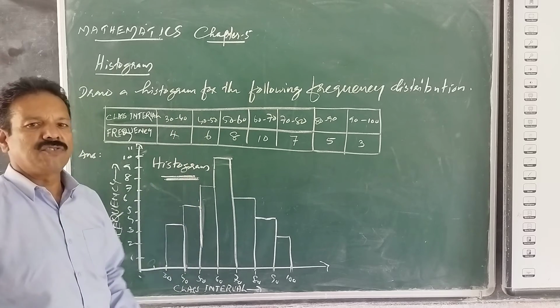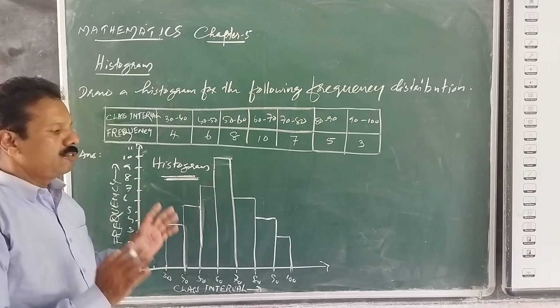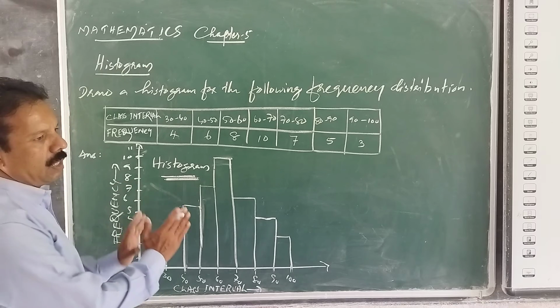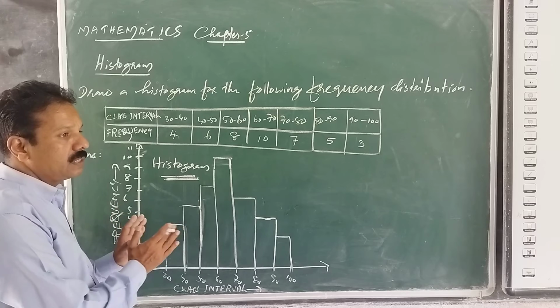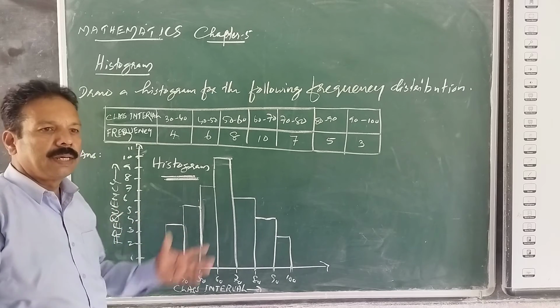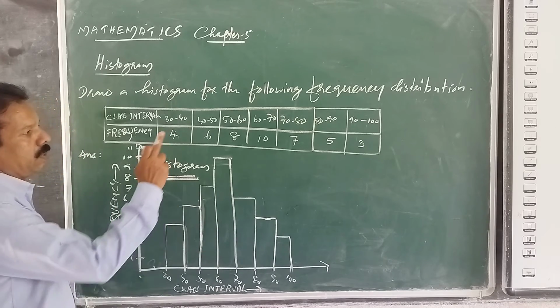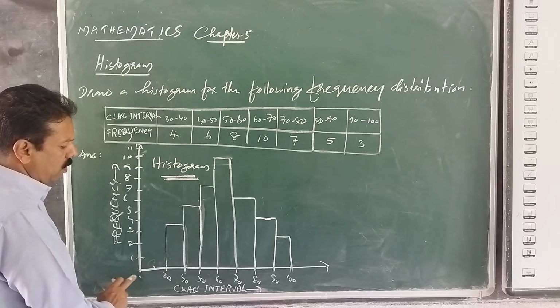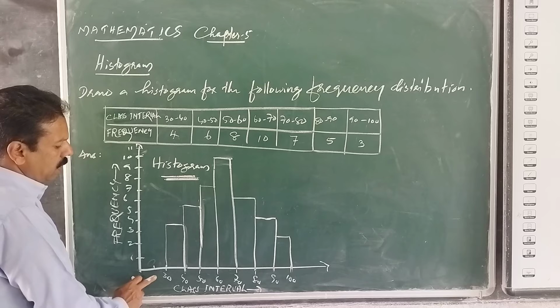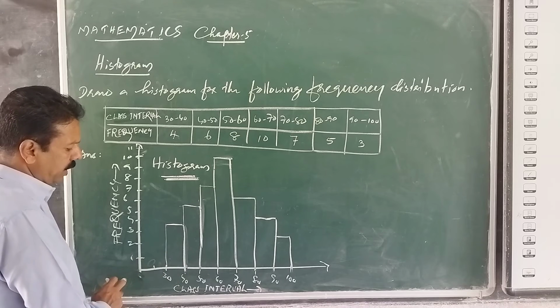Based on the given frequency distribution table. And it is very important: equal bars with equal widths, no gap between rectangles. But you have to remember one main point. It is not starting from 0. Therefore, this is 0, and it is starting from 30 to 40.